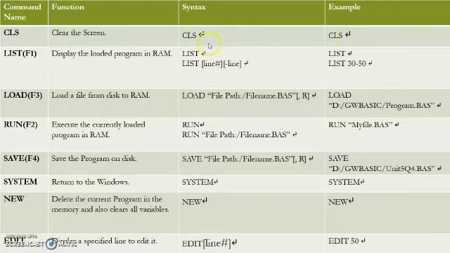The second command over here is the LIST command, and its shortcut is F1 from the function keys of your keyboard. What will this command do for us? It will display the loaded program in RAM. Means your currently loaded program lines, specified block of code or full program will be displayed with this LIST command. The syntax is that we type the LIST command and then press the Enter key. The complete program which is currently loaded in the RAM will be displayed on the screen.